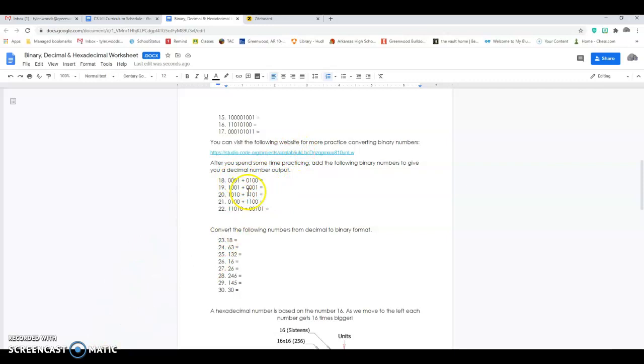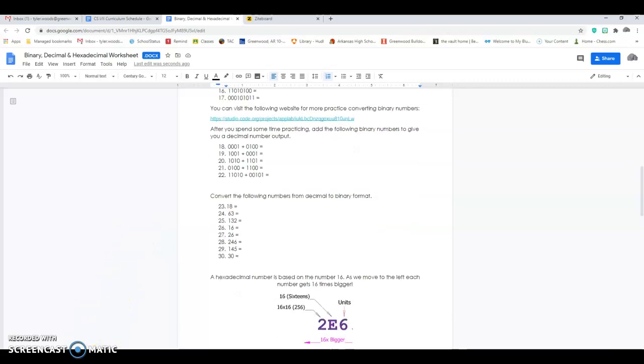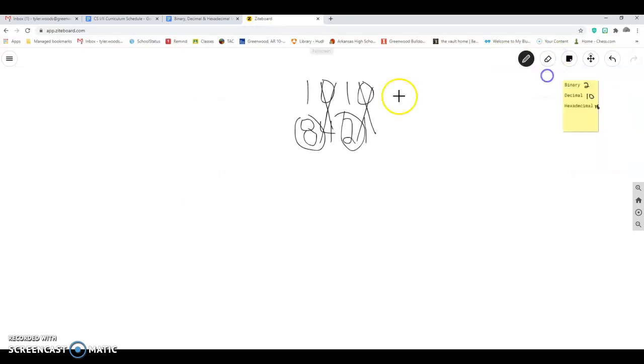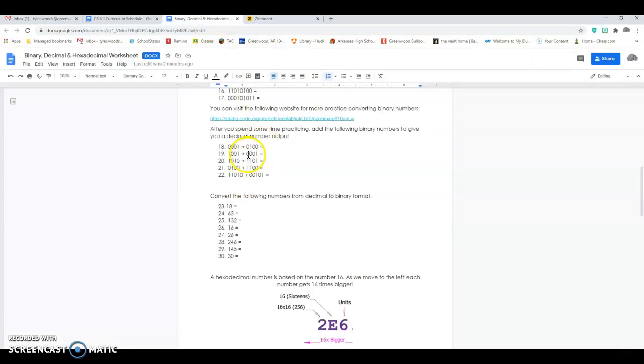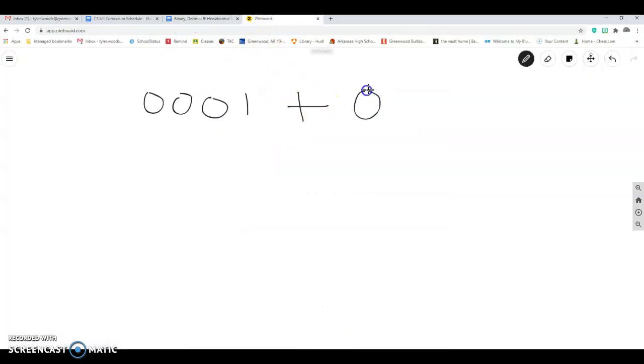But for the next part, we're going to work on adding these binary numbers together, which is the exact same thing, except we're just adding 2 binary numbers together. It goes like this. 18 is 0001, so let me just write it on my marker board. It's 0001, and we're adding 0100. And excuse me for being messy, but all I have to do is the same thing here.